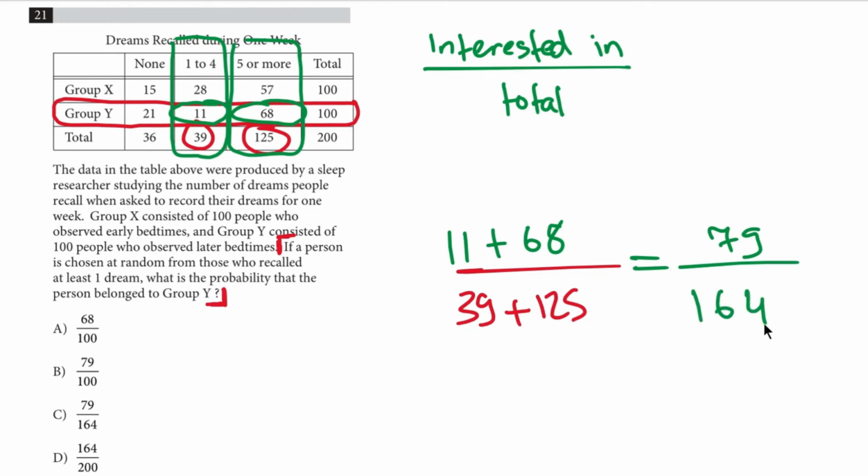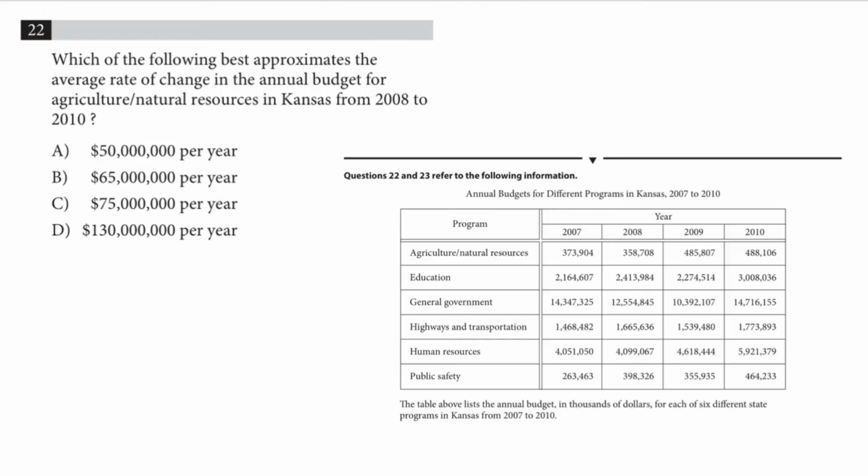Therefore, this is the probability of picking a person from group Y out of people who have recalled at least one dream in this study. So C is the correct answer. Now let's move on to the next problem.